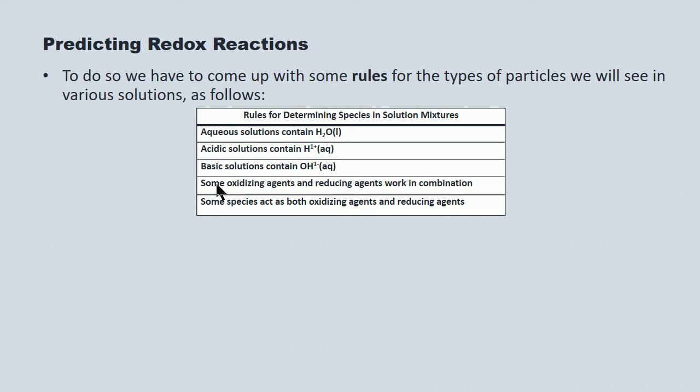Some oxidizing agents and reducing agents work in combination, and if you scrutinize your reduction potential table, you'll see this to be the case. And then finally, some species act as both oxidizing agents and reducing agents. An example is water. You'll find it in both the left-hand and the right-hand side of the page.